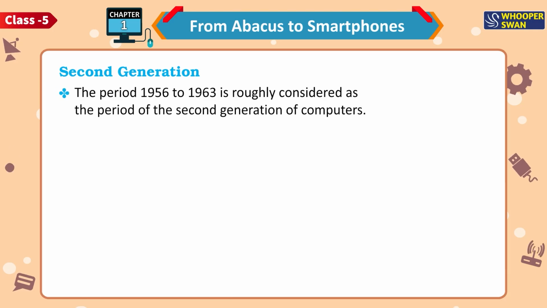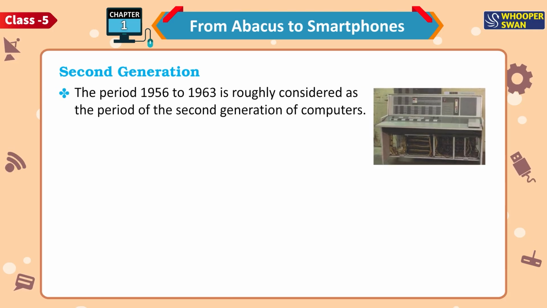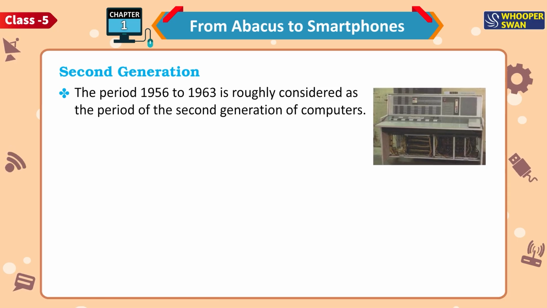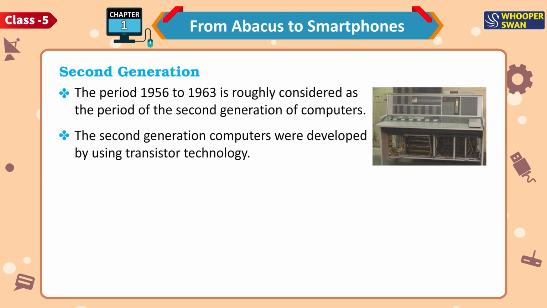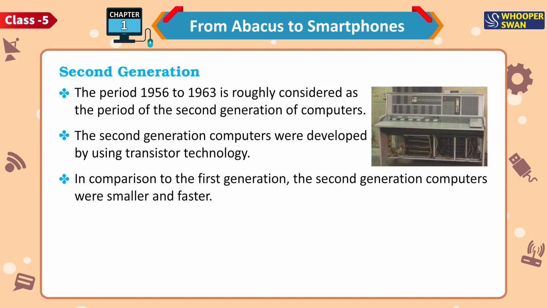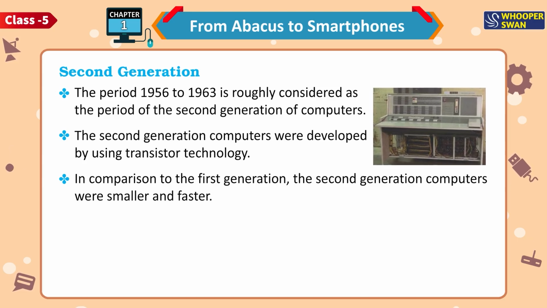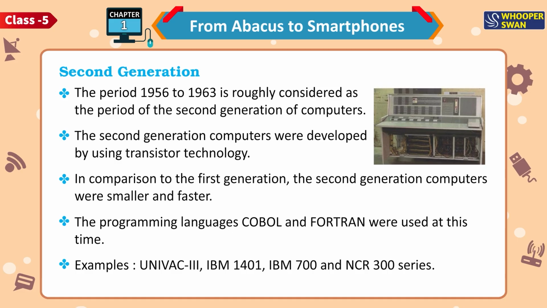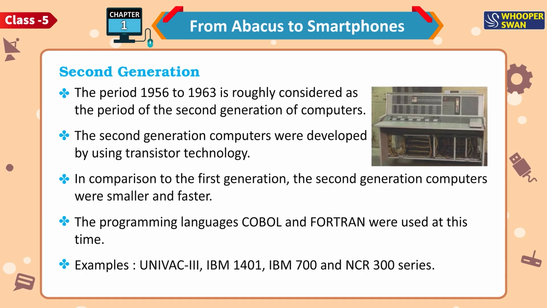Second generation. The period 1956 to 1963 is roughly considered as the period of the second generation of computers. The second generation computers were developed by using transistor technology. In comparison to the first generation, the second generation computers were smaller and faster. The programming languages COBOL and Fortran were used at this time. Examples: UNIVAC 3, IBM 1401, IBM 700 and NCR 300 series.